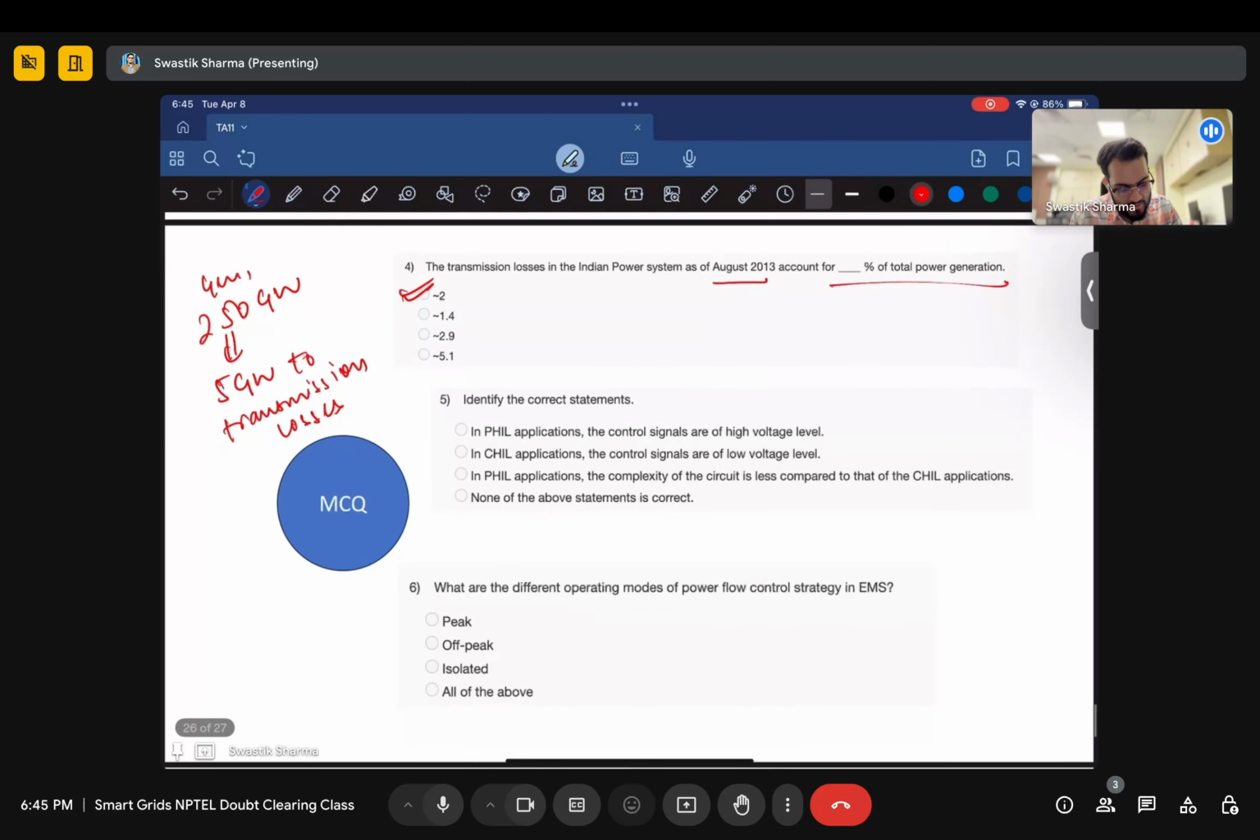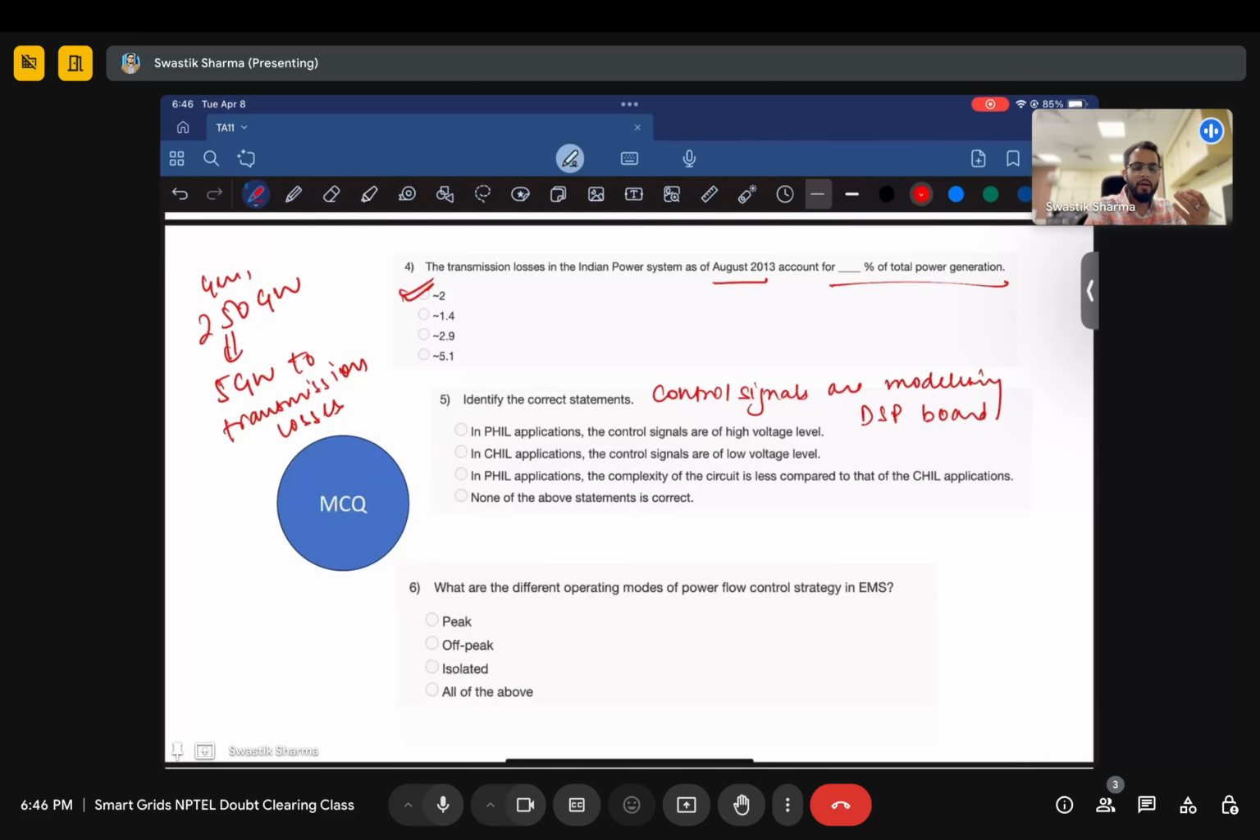Next, identify the correct statements. In PHIL applications, the control signals are of high voltage level, and in CHIL applications, the control signals are of low voltage level. So the control signals are modeled using a DSP board or an Arduino, right?